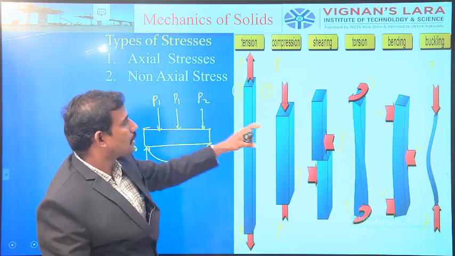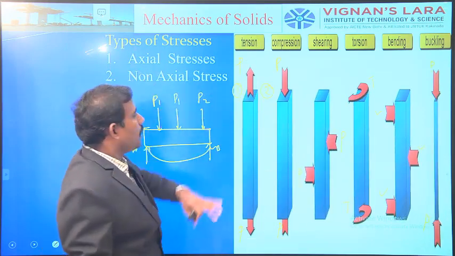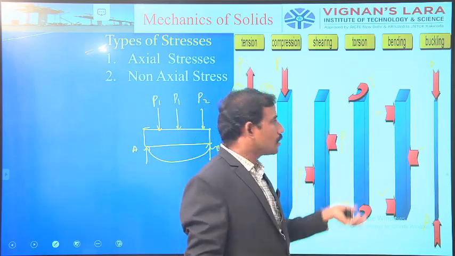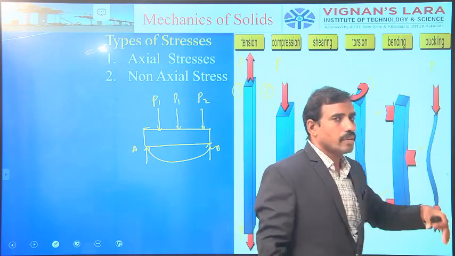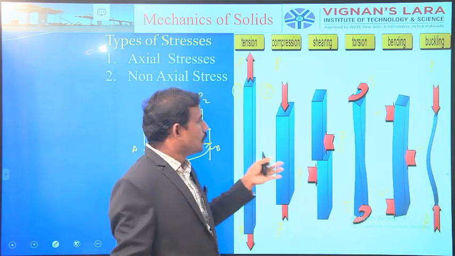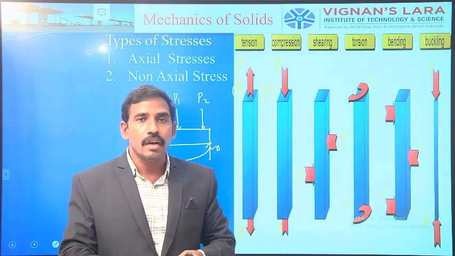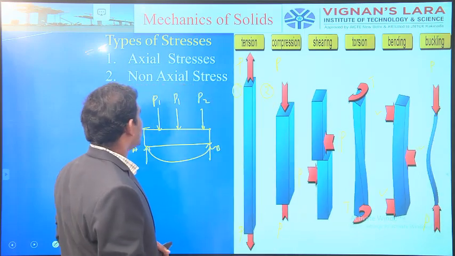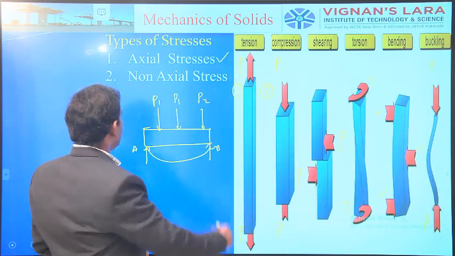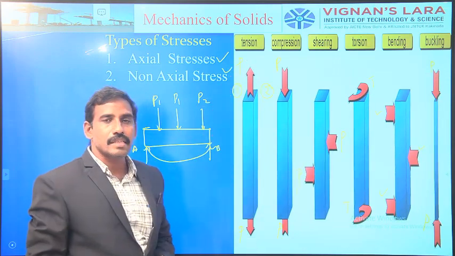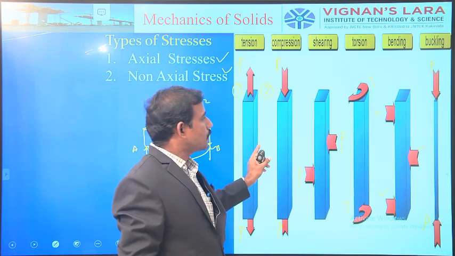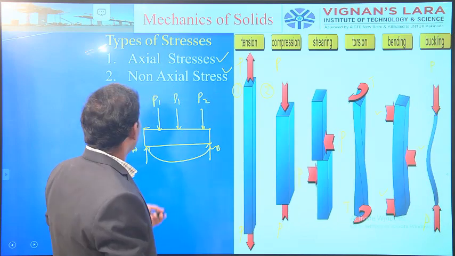So based on this classification, finally they are categorized. One is due to direct loading, second is shear, third is torque, fourth is transverse loads, fifth is the compressive force system. Based on this force system, the stress and strains are induced and deformation also takes place. Finally they are categorized: one is axial stresses and strains, second is non-axial stresses and strains. These two come under the axial stress categories. The rest come under the non-axial categories.